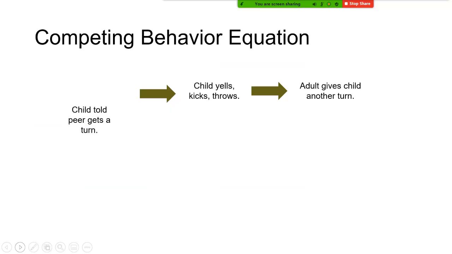On this slide, you see the competing behavior equation. Although we want children to meet our expectations, things like sitting in a circle and participating in activity with their peers, we need to meet children where they are developmentally. This may mean that our expectations may compete with the child's needs or wants. What we don't want to do is accept their challenging behavior or reinforce the challenging behavior.